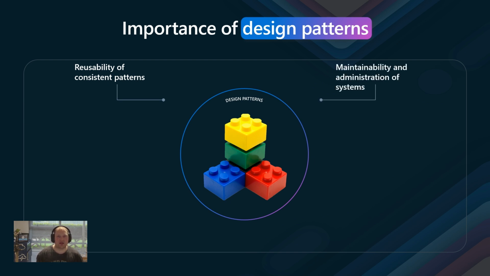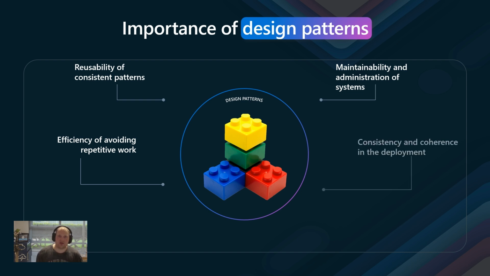The next is maintainability. So design patterns help simplify administration and development, making it easier to maintain and update applications because they're consistent. So going into consistency, design patterns ensure consistency and coherence in component design and development, which is crucial for the overall quality of the application or the services that you're developing.